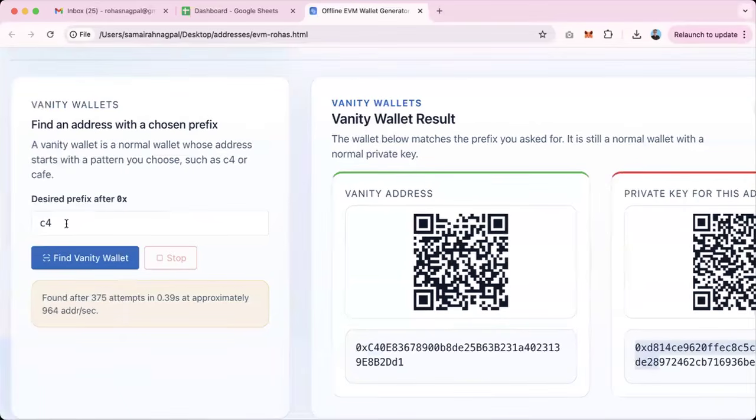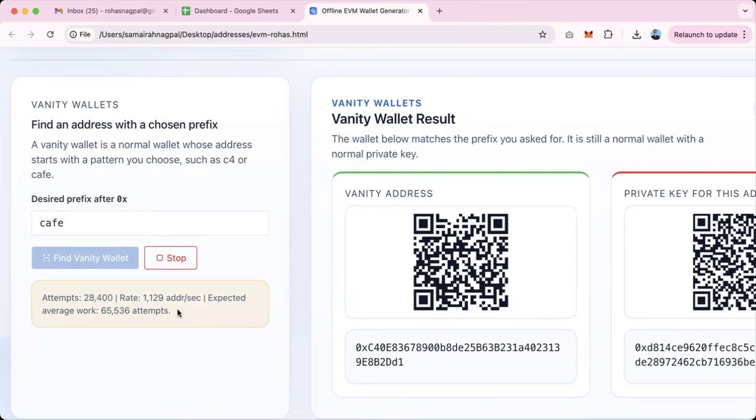Now, suppose I want to make it more complicated and I want it to start with the word cafe. Now, we can use the word cafe and now it is going to take a lot of time to do this calculation. Can you see here how many attempts are being made? Right now, I'm running it on a normal laptop, so it does about 1,000 addresses per second. And it is expecting to take 65,000 attempts to create one wallet which starts with the word cafe. So this is barely about halfway through.